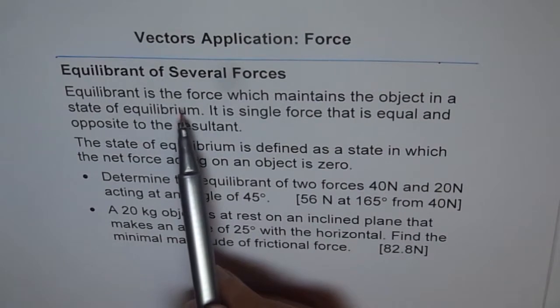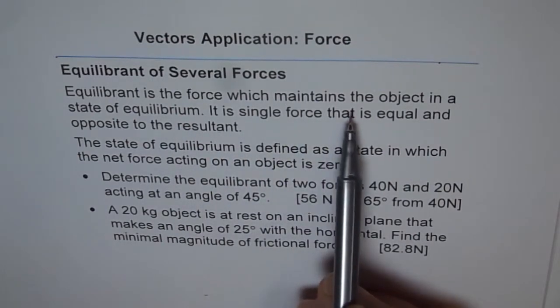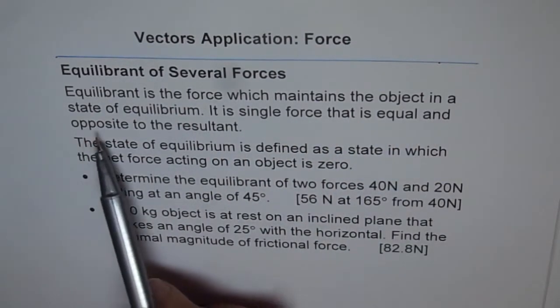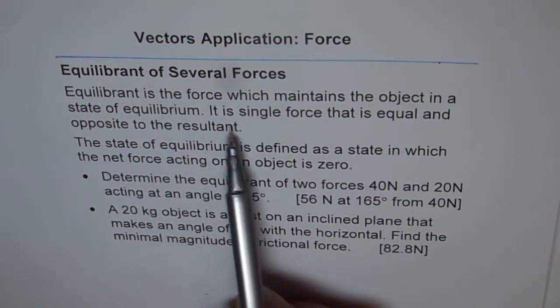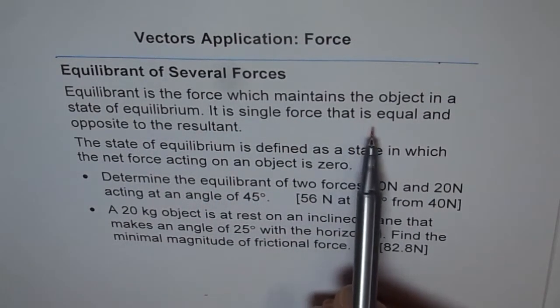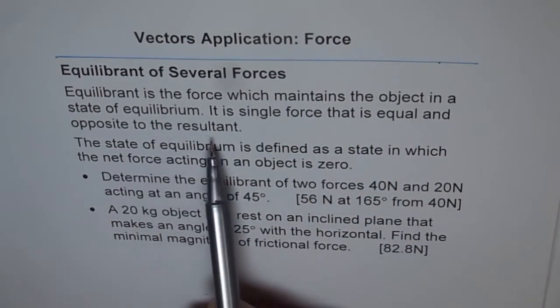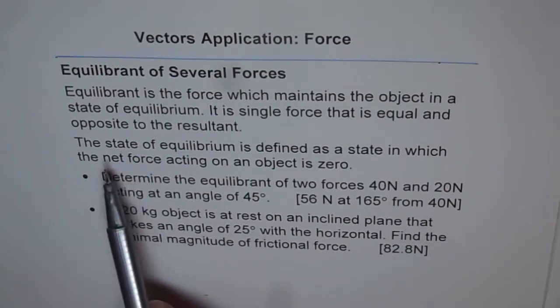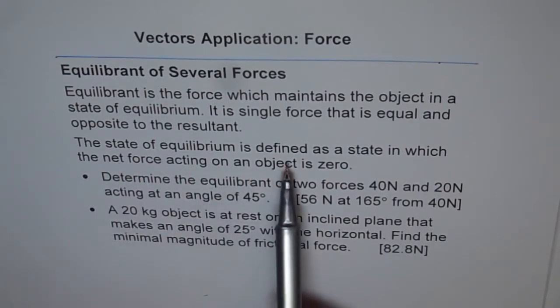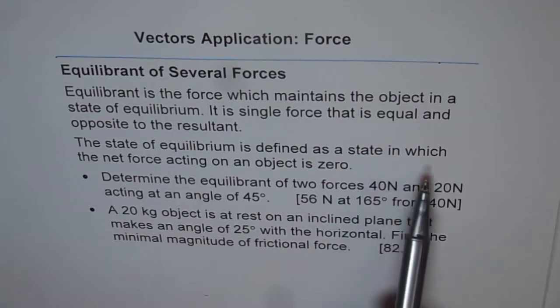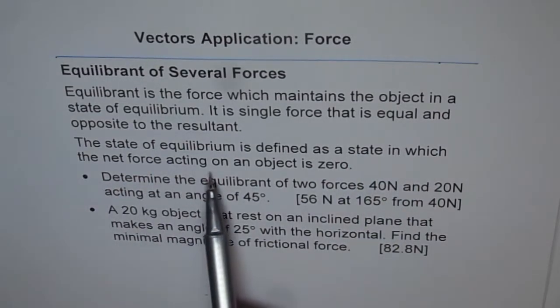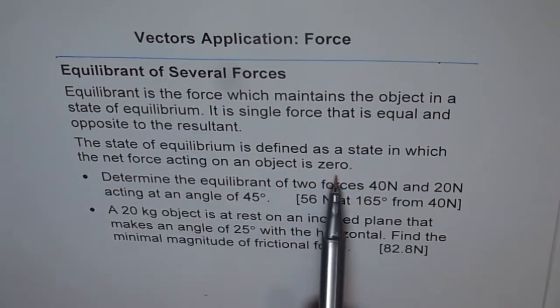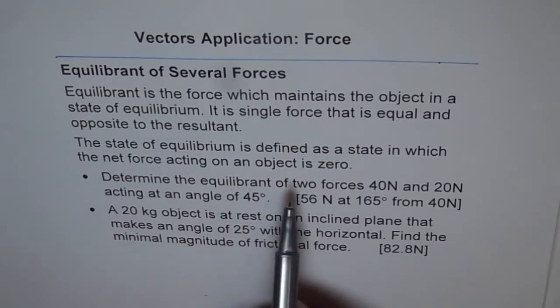Equilibrant is the force which maintains the object in a state of equilibrium. It is a single force that is equal and opposite to the resultant. The state of equilibrium is defined as a state in which the net force acting on an object is zero. So this is the concept which we need to understand now. So let's take an example.